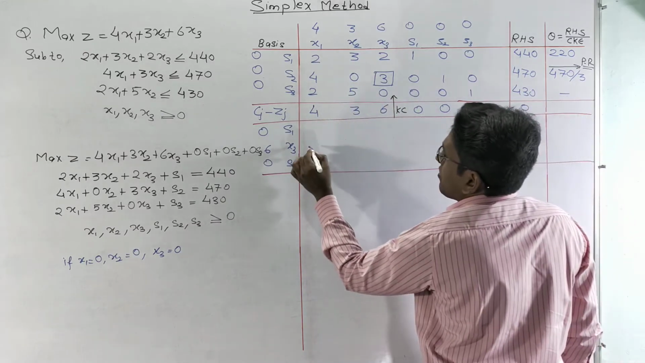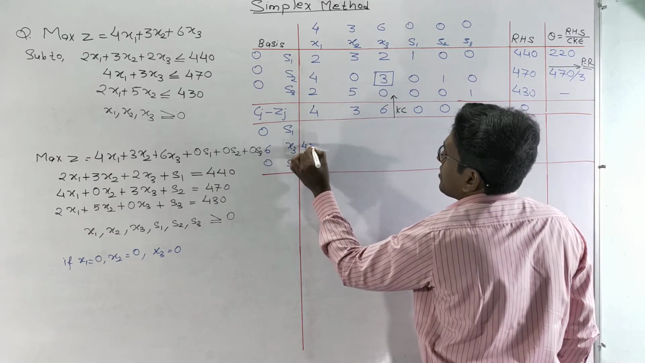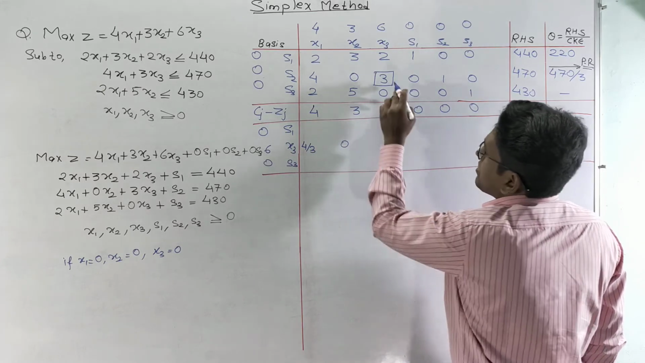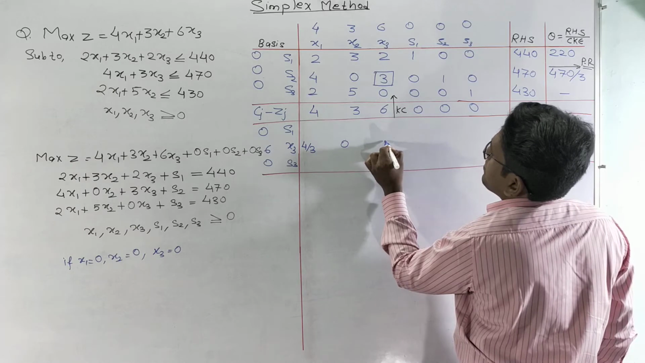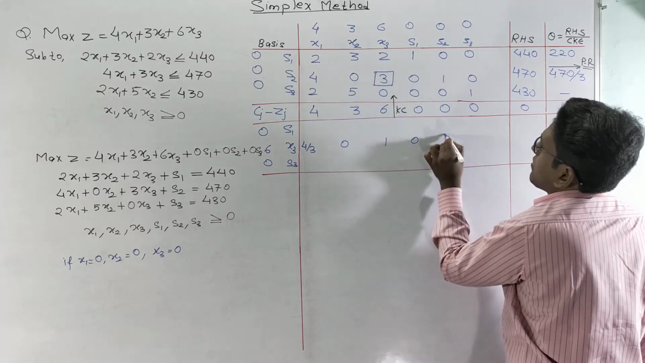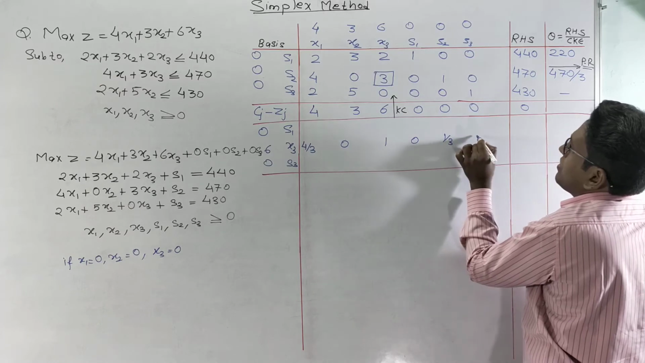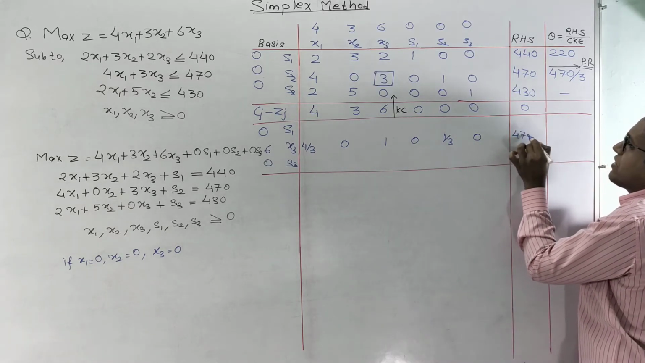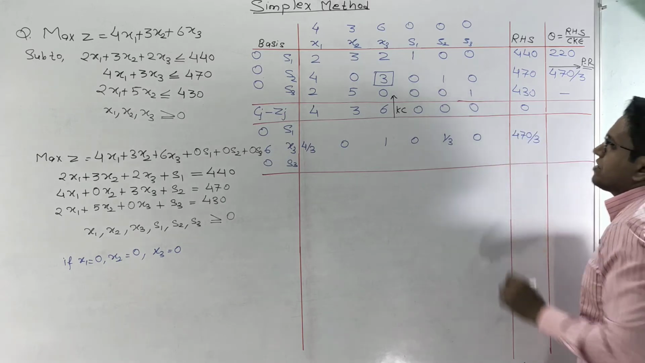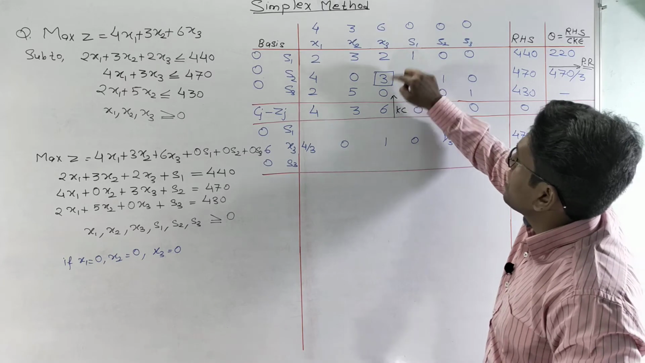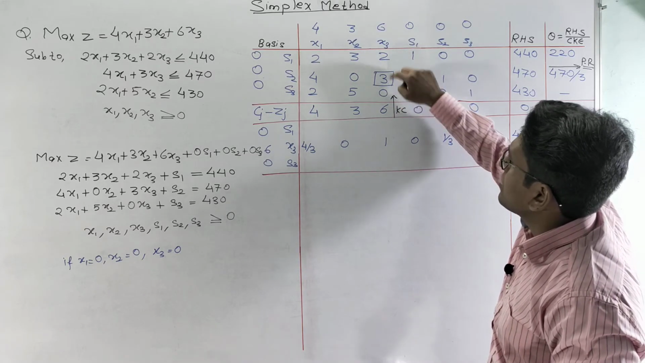Here what I'll do is I'll divide the older row 2 by 3. So this will become 4 by 3, 4 by 3. This will be 0 by 3 is 0. This will be 3 by 3 is 1. This will be 0 by 3 is 0. This will be 1 by 3. This will be 0. This will be 470 by 3.